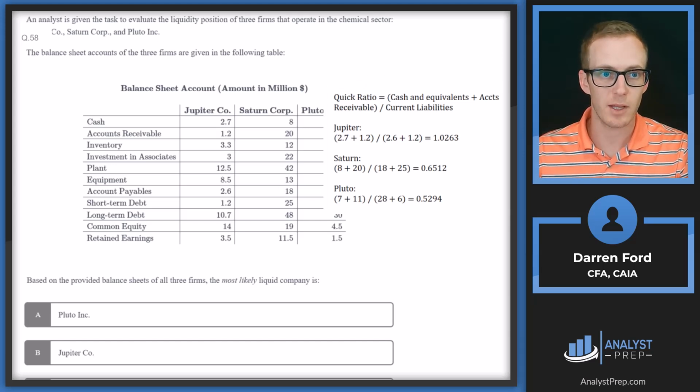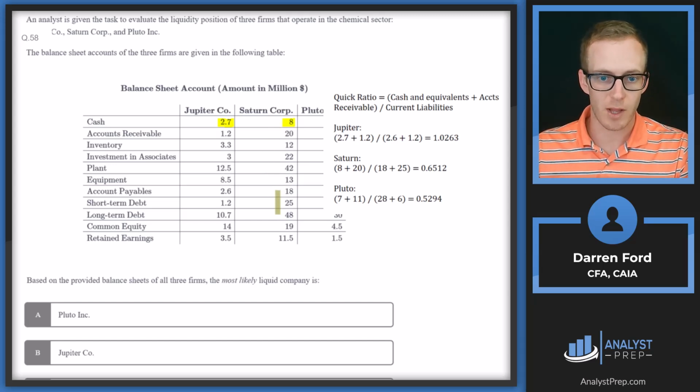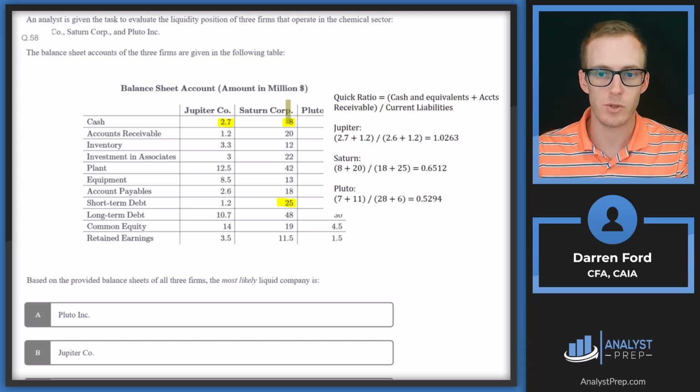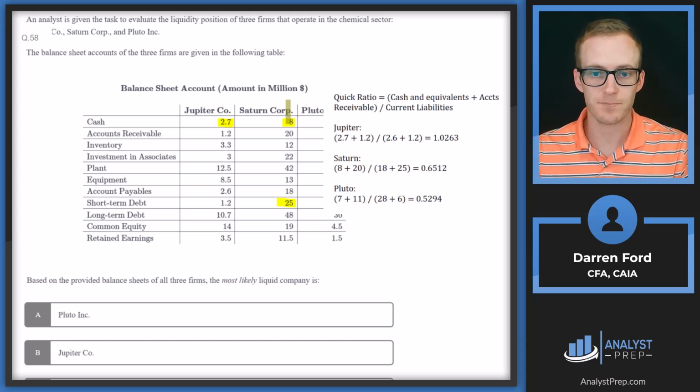So we're going to be calculating this ratio for each of these different companies. And the reason we have to do this is they have these at different scales. So you see Saturn Corp has $8 million in cash, but they also have a lot more in short-term debt. So just looking at the cash itself is not going to provide us the answer. We use these ratios so that the numbers are comparable based on the scale of the business.